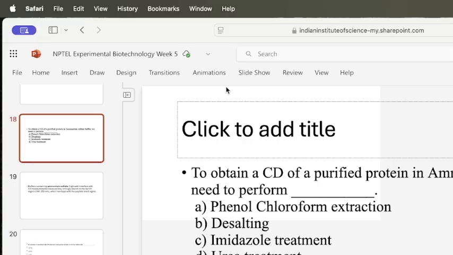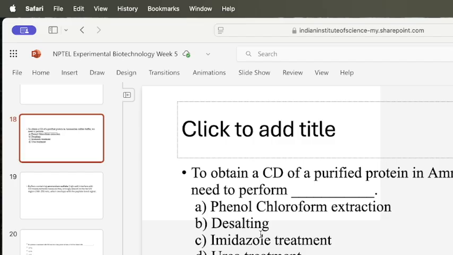Now, for CD, you can't use this because CD is a very sensitive experiment that determines the secondary structure of your protein, and the measurement is made between 190 till 230 nanometers wavelength. So you cannot really use any salts that would absorb in that particular range, which means that the ammonium sulfate has to be removed. So for removing that, we perform this process called desalting.